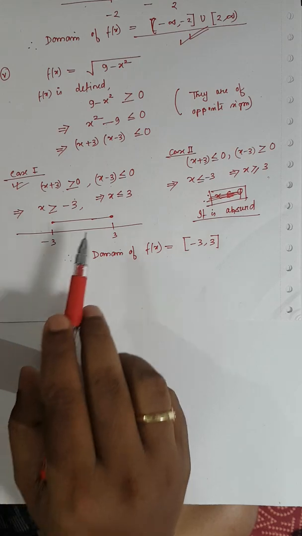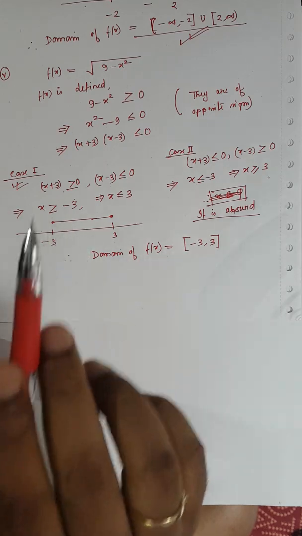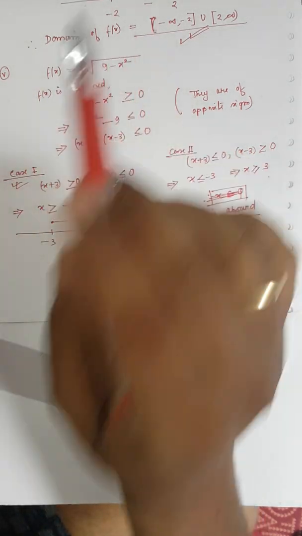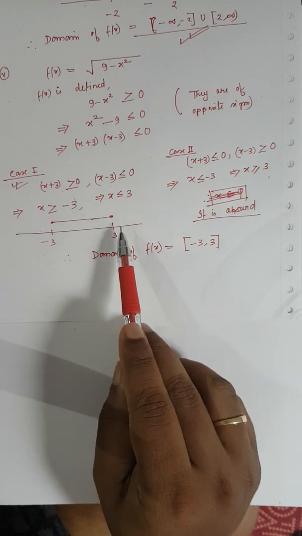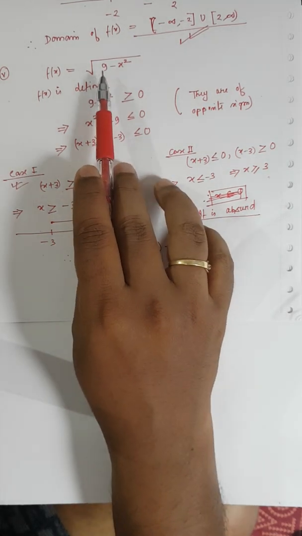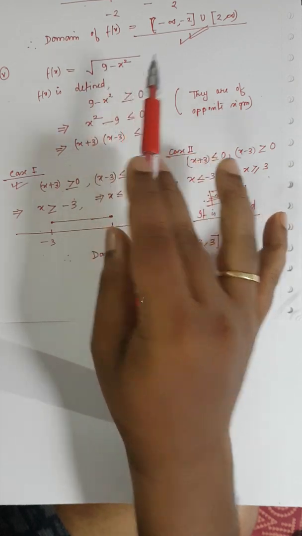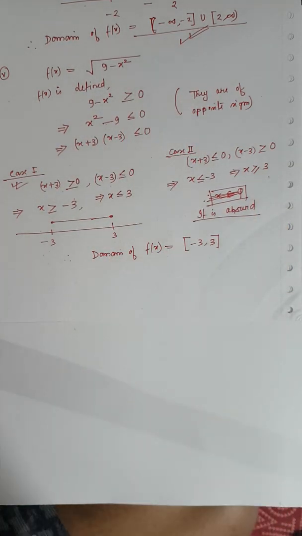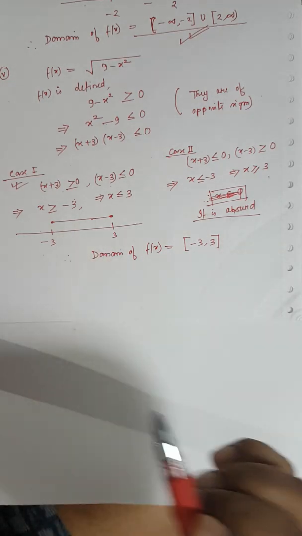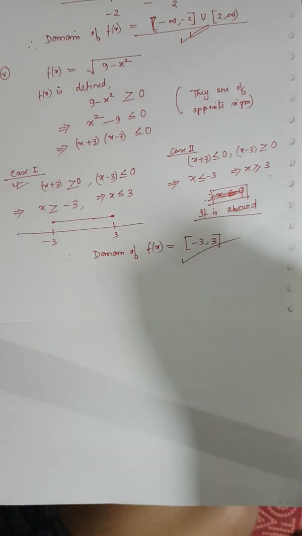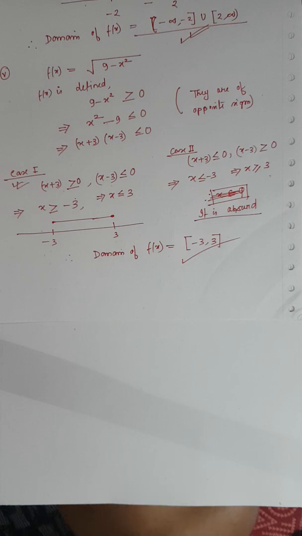And if I take any value in between minus 3 and 3, it will always satisfy the given condition. But if I take any value greater than 3, like 4, put 4, what is 9 minus 4 square? It is minus 7, an imaginary number. So you cannot take a value exceeding 3 or below minus 3. So your domain of f of x is minus 3 to plus 3, closed interval.